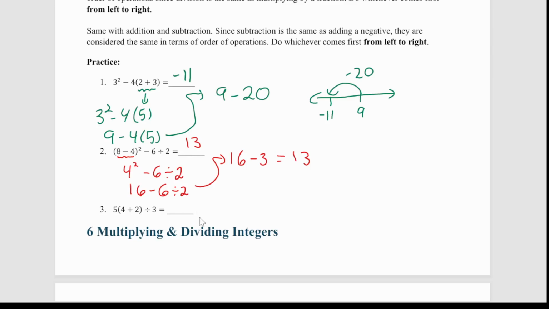Last but not least, this final one, I'm going to shimmy to the side so we have a little more room. First thing we want to tackle are those parentheses. So 4 plus 2 is going to give us 6. Then we want to just move from left to right. So from left to right, I'm going to do the 5 times 6 first. That's going to get us 30. And then 30 divided by 3 is going to give us 10 as our final answer.